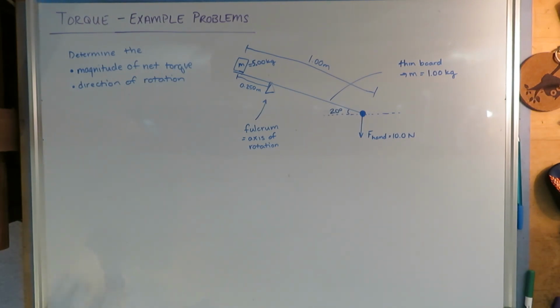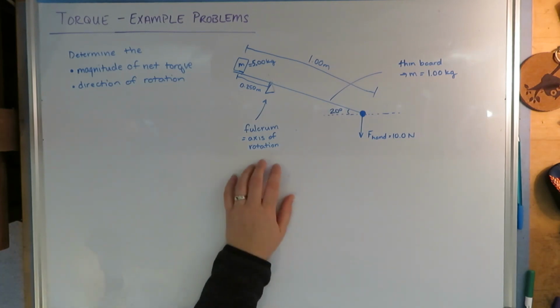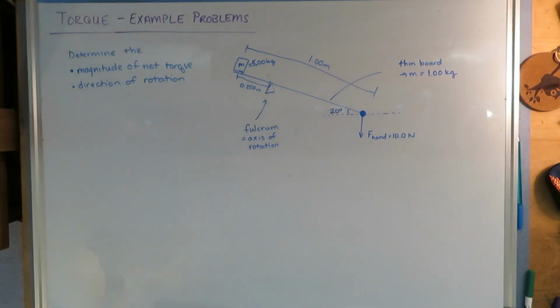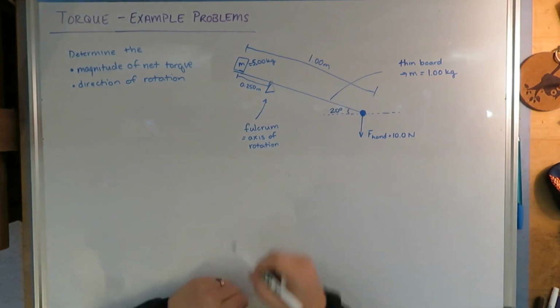And since we're looking for the net torque about this axis of rotation, we have to consider all of the forces that are acting. This is leading us into our next topic, which is rotational equilibrium. But in this case, we don't know whether this is balanced or not. It doesn't look very balanced. It looks like there's going to be a net torque. So we actually have 3 different things happening.